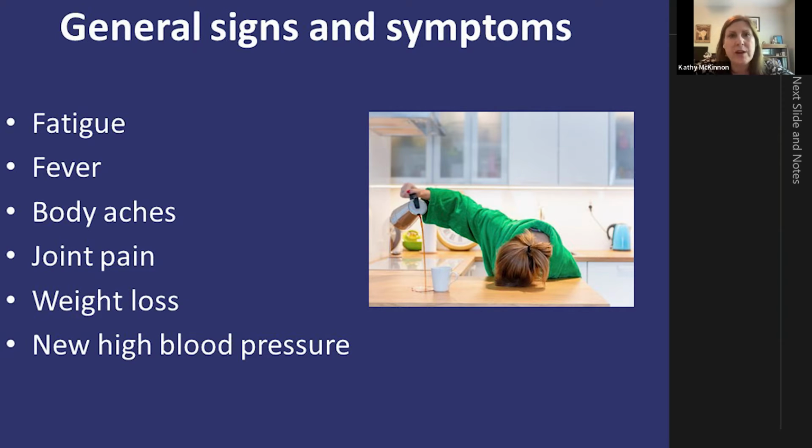And oftentimes one of the earlier manifestations is just fatigue that's way out of proportion to the amount of sleep you've had, the amount of things that you've had to do, the stress in your life, just this disabling fatigue that keeps you from doing a lot of the normal activities that you enjoy. Patients can have fevers without any infections, fevers that persist for days or weeks. Body aches are very common, muscle aches, joint pains. Patients oftentimes from this ongoing inflammation can have significant weight loss. And one of the features of PAN, and even listed in the classification criteria, is the development of new high blood pressure in someone who's never had issues with blood pressure before.